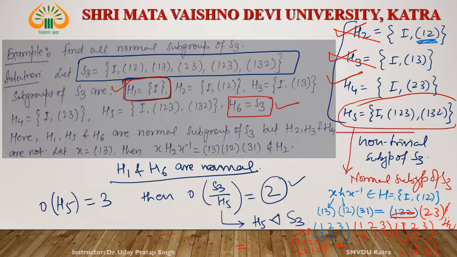H3 is also not normal. This is also not normal. Then S3 has 3 normal subgroups. H1 is normal, H6 is normal, and H5 is normal. But S3 has only one non-trivial normal subgroup, that is H5. It means I, (1 2 3) and (1 3 2). Okay. Next.